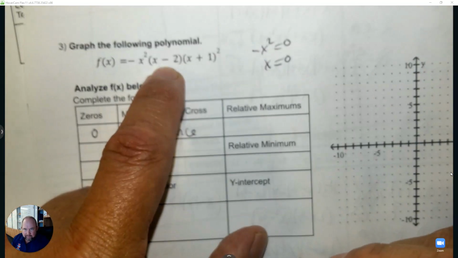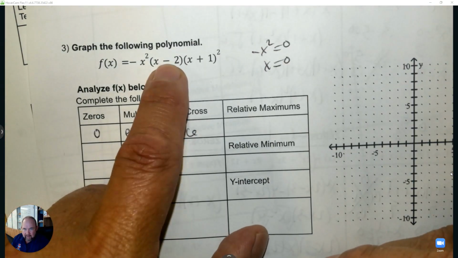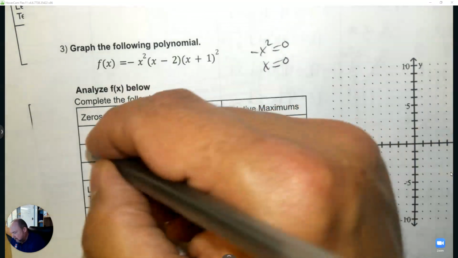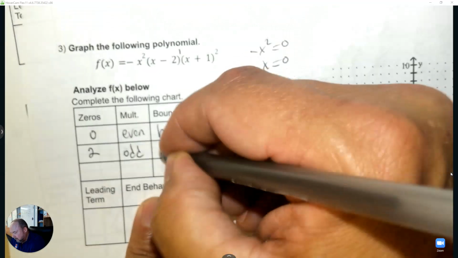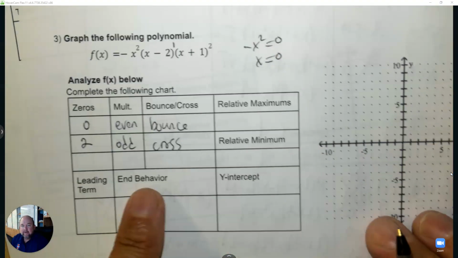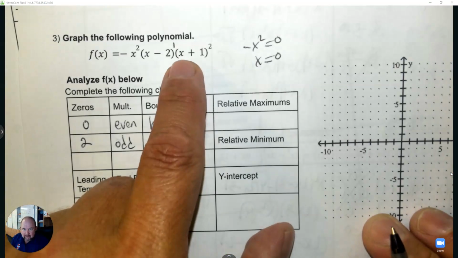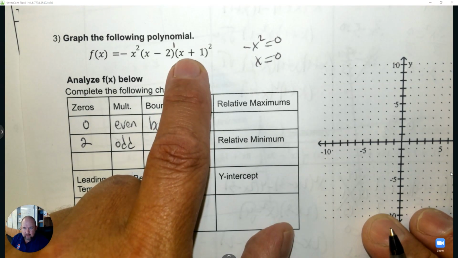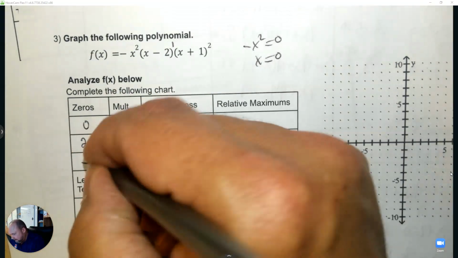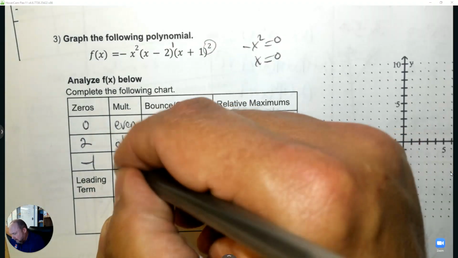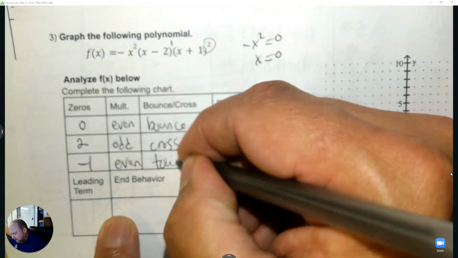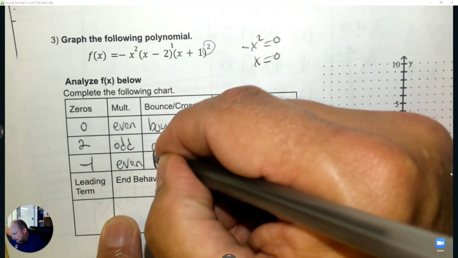The next one, what makes the next factor 0? Positive 2. The exponent is odd. So at 2 it's going to cross. The last one, what makes the last factor 0? Negative 1. It has an even exponent. So again, it's going to bounce.